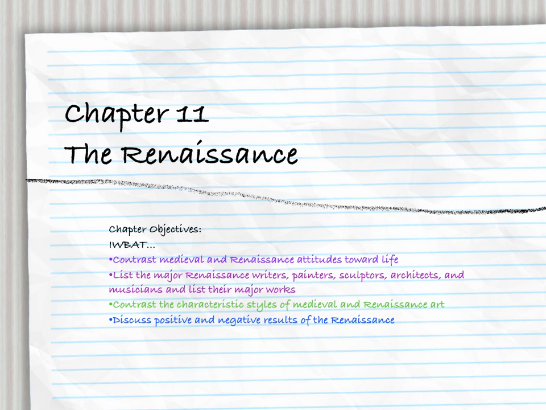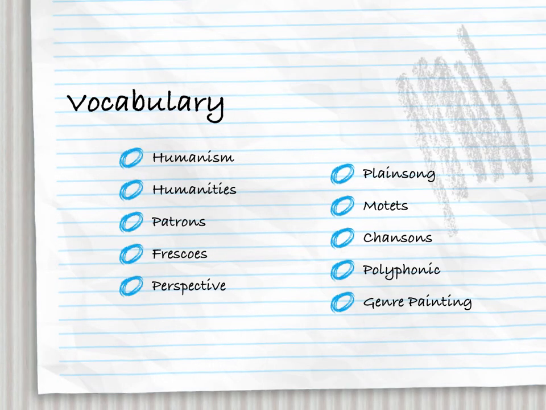This lecture will be done as an entire group, so all of Chapter 11 will be one video. It will not be split up in the way that it has in the past. Okay, your vocabulary words for this chapter: humanism, humanities, patrons, frescoes, perspective, plainsong, motets, chansons, polyphonic, and genre painting.